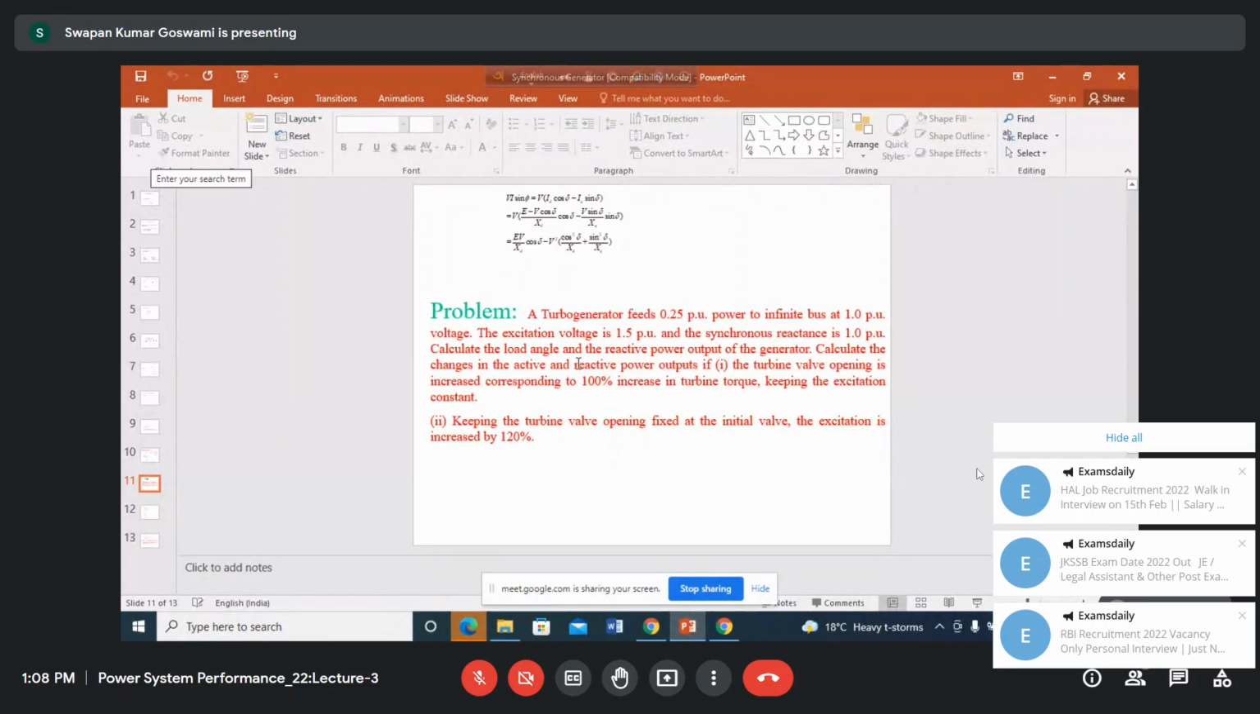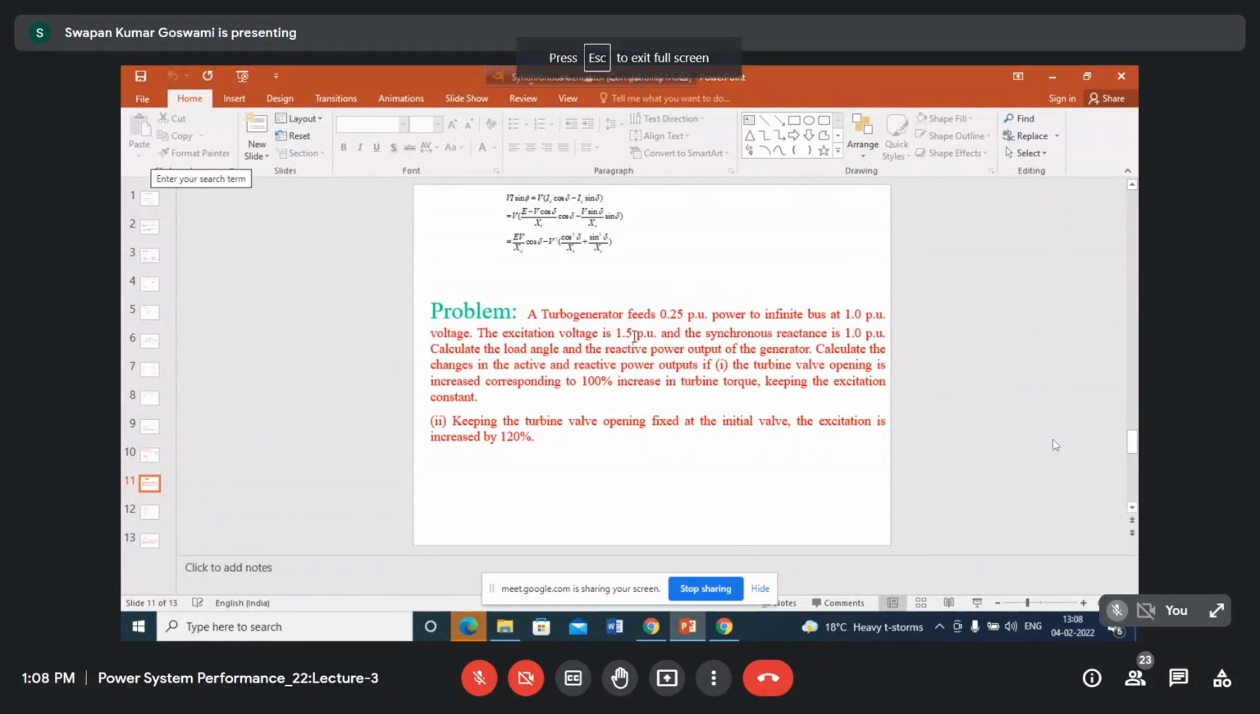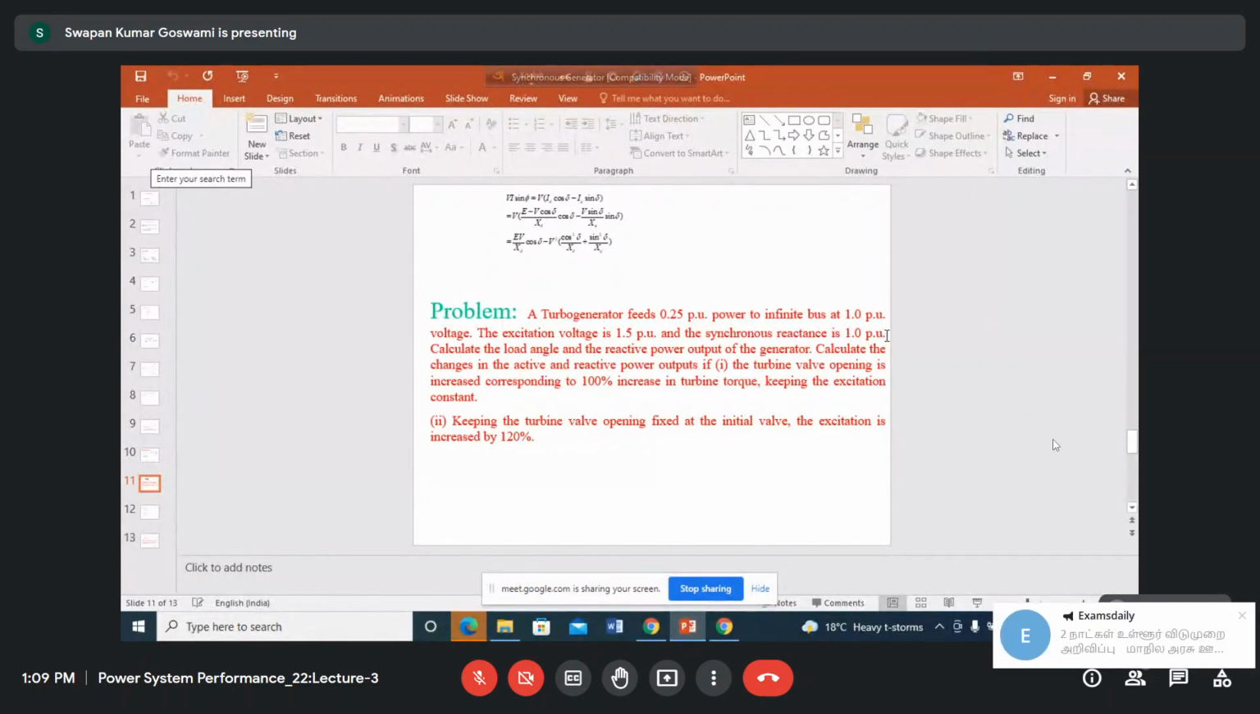The excitation voltage is 1.5 per unit. That means EF is 1.5 times the terminal voltage, 1.5 per unit, and the synchronous reactance is 1 per unit. Reactance, what is the base value of reactance? Base voltage by base current is the base reactance. So with respect to that, 1 per unit is the base synchronous reactance.